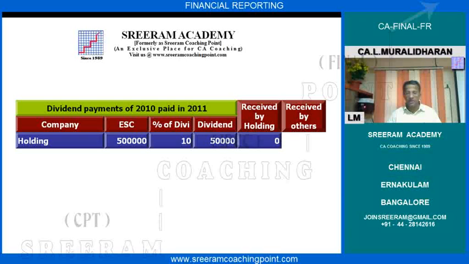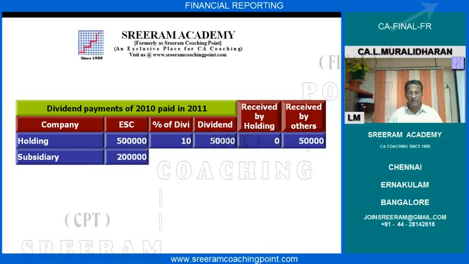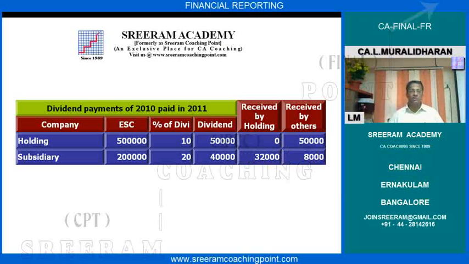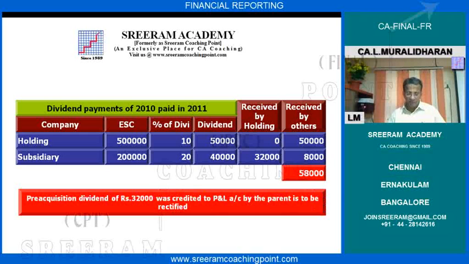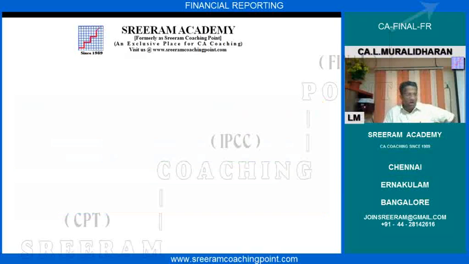That is by that company and only by the shareholders who are real outsiders, and received by others, I mean the shareholders. Whereas the subsidiary company's dividend amount is 40,000, of which 80% belongs to the parent company and only 8,000 had gone out of the group. So the dividend paid by the group as a whole will be 58,000, all related to the last year, paid during the current period. And this 32,000 rupees was stated as credited to profit and loss account by mistake, that we have got to rectify.